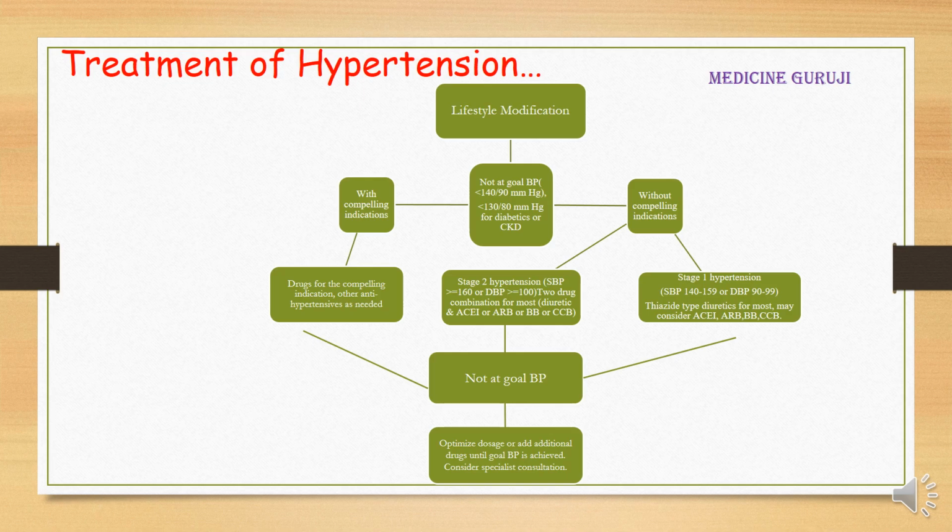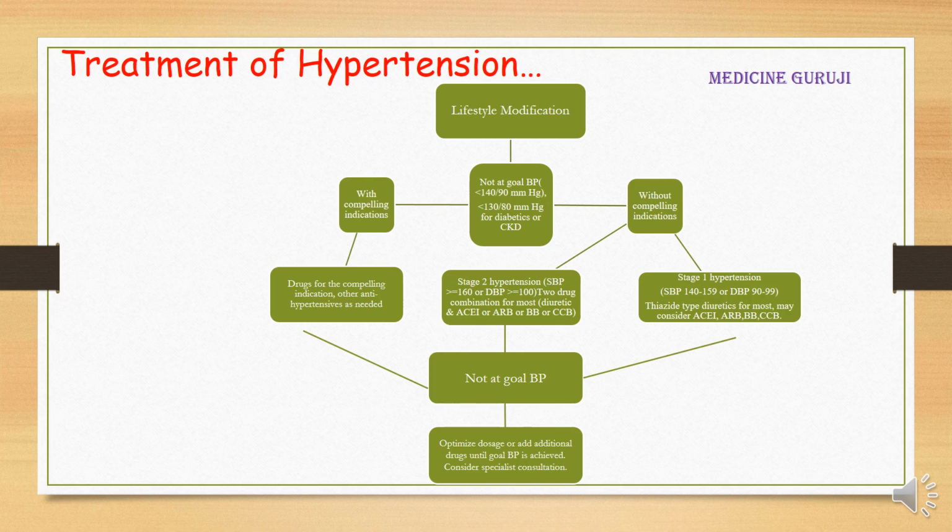Now look at this chart. Treatment of hypertension. इस फ्लो चार्ट को देखिए. सबसे पहले हम लाइफस्टाइल मॉडिफिकेशन करते हैं. If the BP is not at goal, see the center part. BP not less than 140 by 90, less than 130 by 80 for diabetics or CKD.